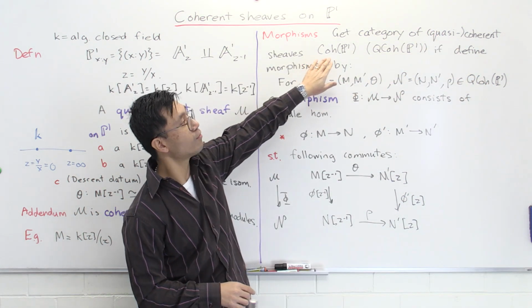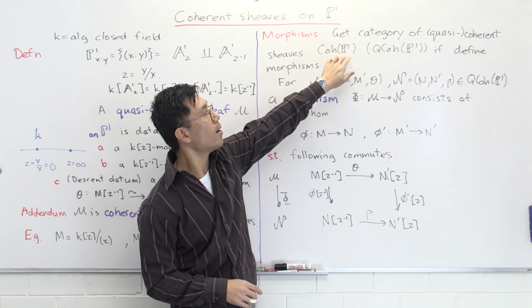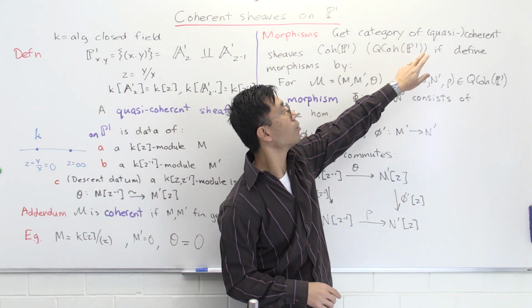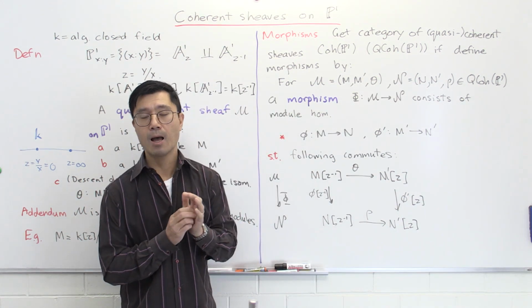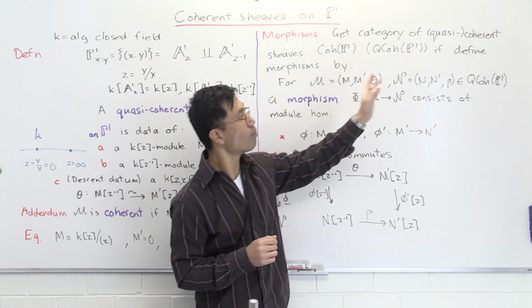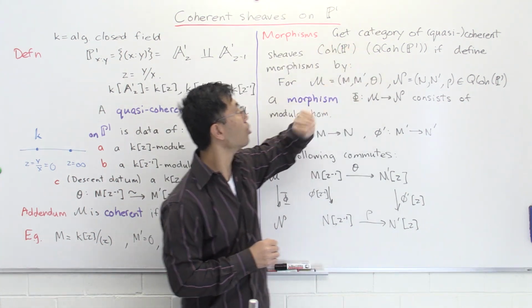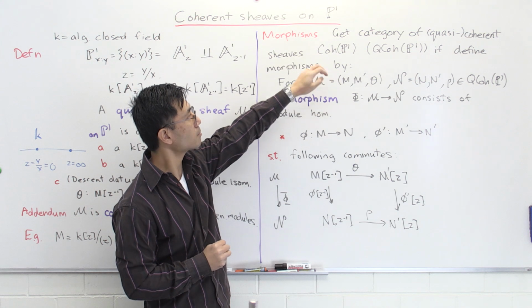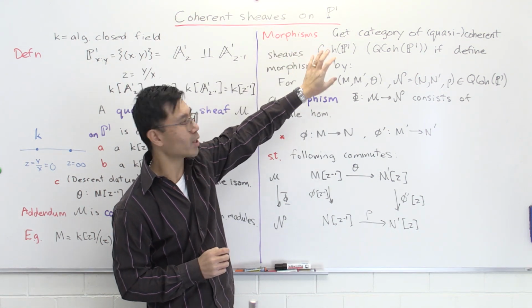So the usual, or common, notation for that is Coh P1 or QCoh P1 for coherent and quasi-coherent respectively. Okay, so we want to look at the definition of a morphism so that we can get this notion of a category of these quasi-coherent and coherent sheaves.